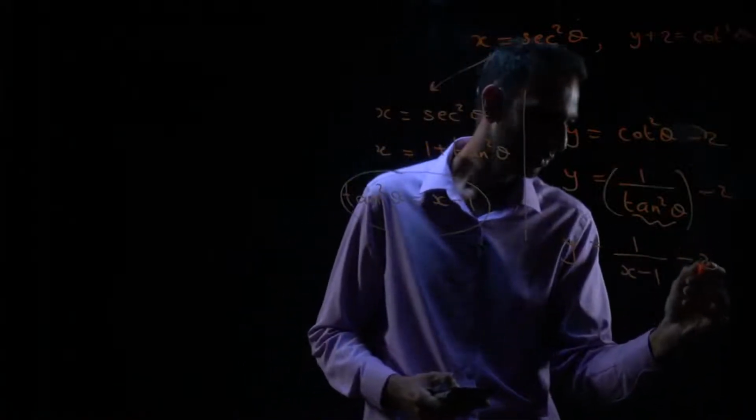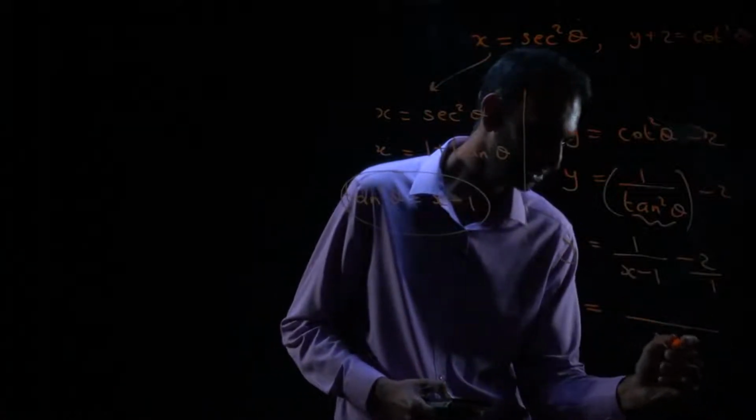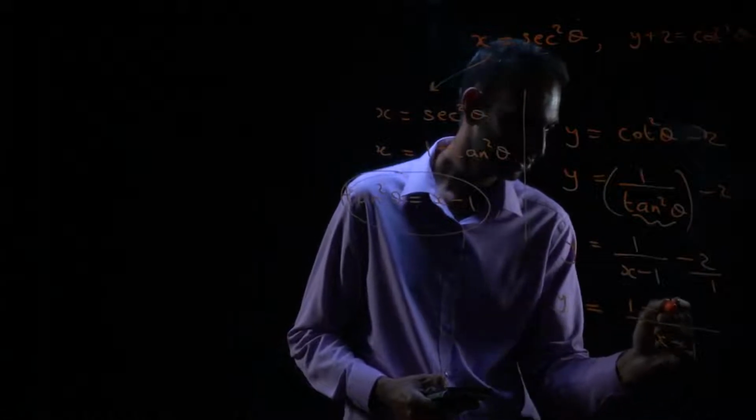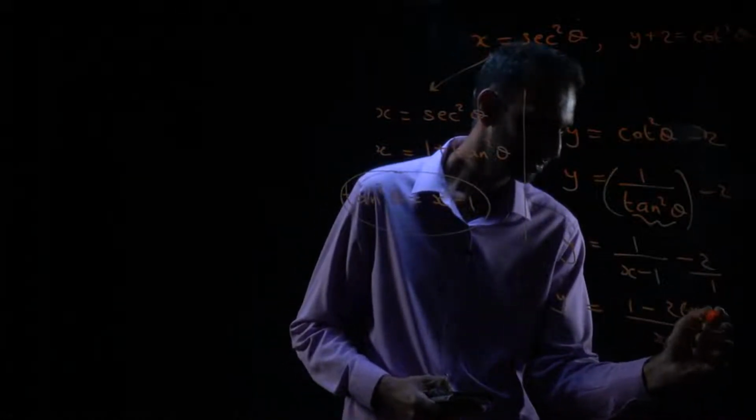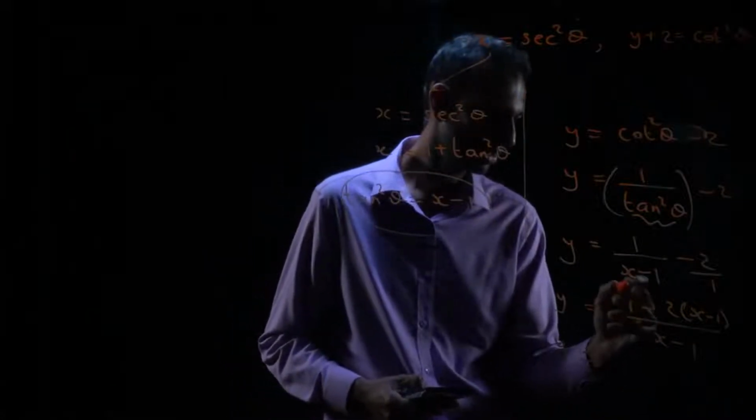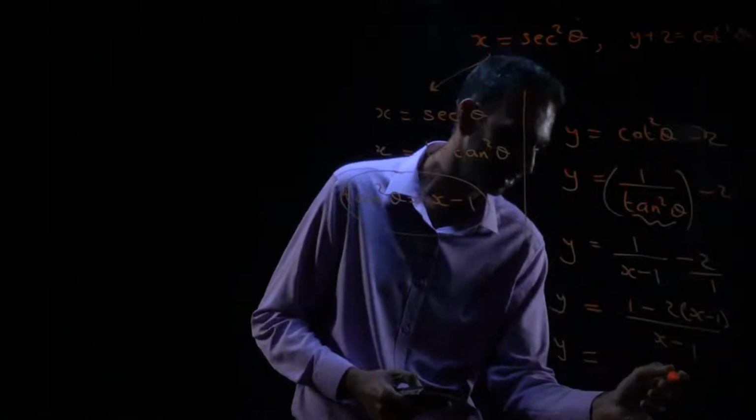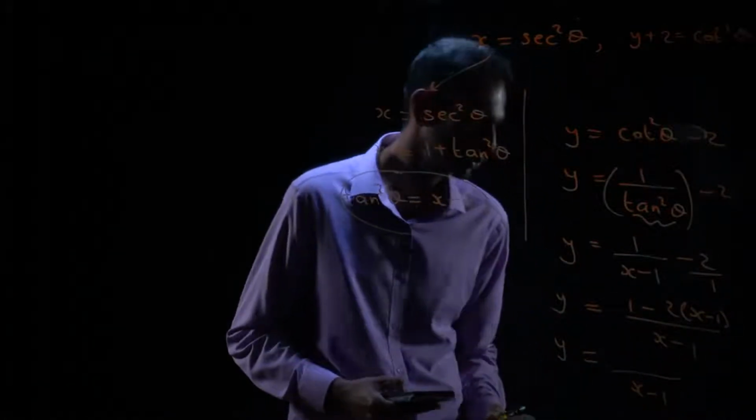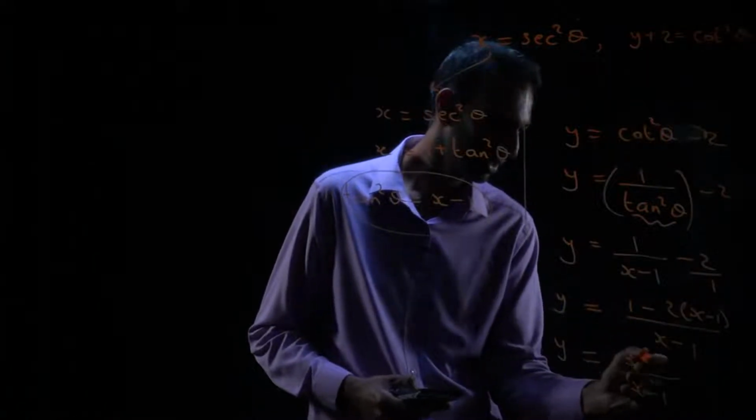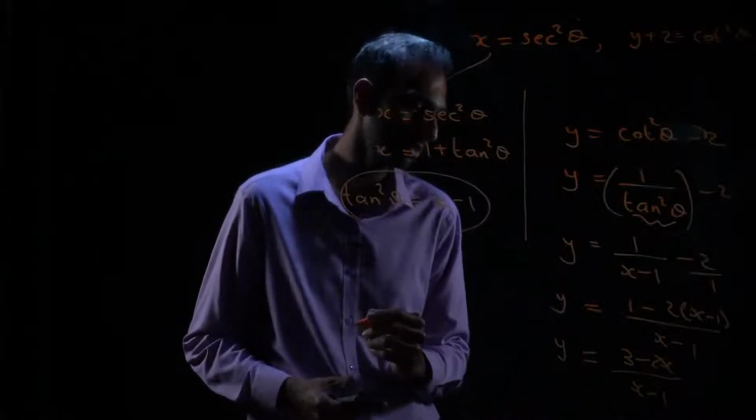Now recall that when we have 2, basically we have 2 over 1. So the LCM would be x minus 1. So y is equal to 1 minus 2 bracket x minus 1. Just a simple simplification, you will have y is equal to 1 minus 2 times x minus 1 divided by x minus 1. So the LCM would be x minus 1. Minus times minus would be positive. 1 plus 2 is 3. And I'm left with y is equal to 3 minus 2x divided by x minus 1.